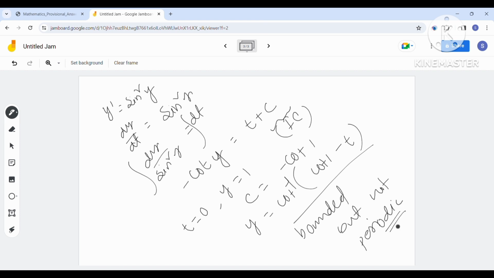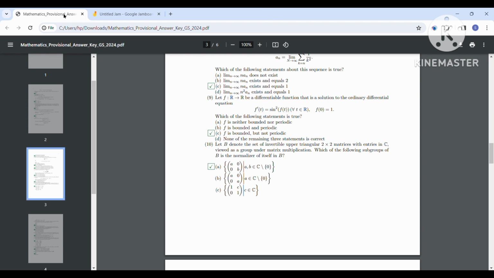Or you can check by giving some value. So it is bounded but not periodic. So option C will be correct.